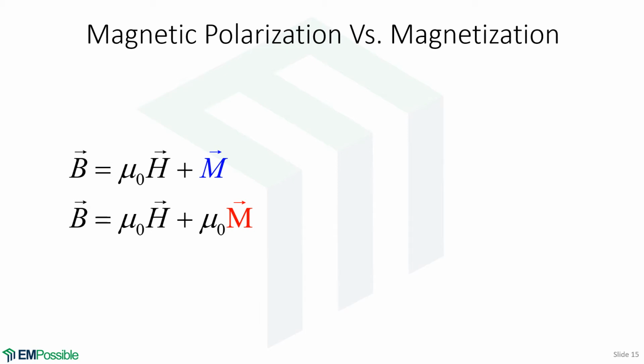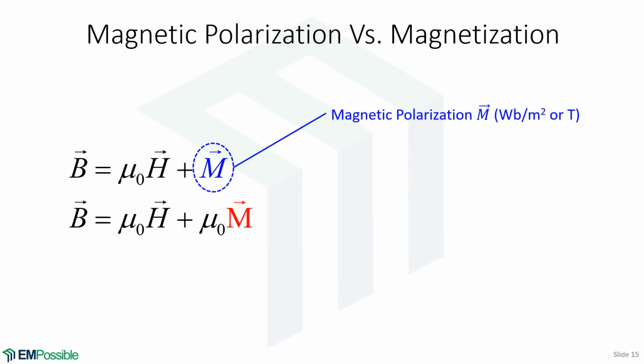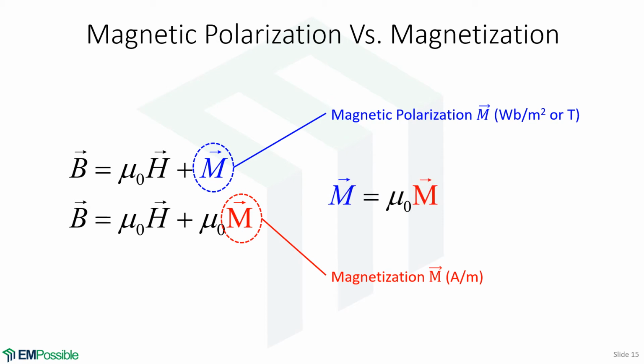In a lot of textbooks, this is written in terms of what's called the magnetization. And unfortunately, often this is the same capital M vector, and it's very confusing, but we need to multiply by a mu naught here. So the magnetic polarization has the same units as magnetic flux density. So that's Webers per square meter or Tesla. And magnetization has the same units as magnetic field intensity, which is amperes per meter. The two terms mean essentially the same thing, and they're related through this constant mu naught. So hopefully this clears up confusion.